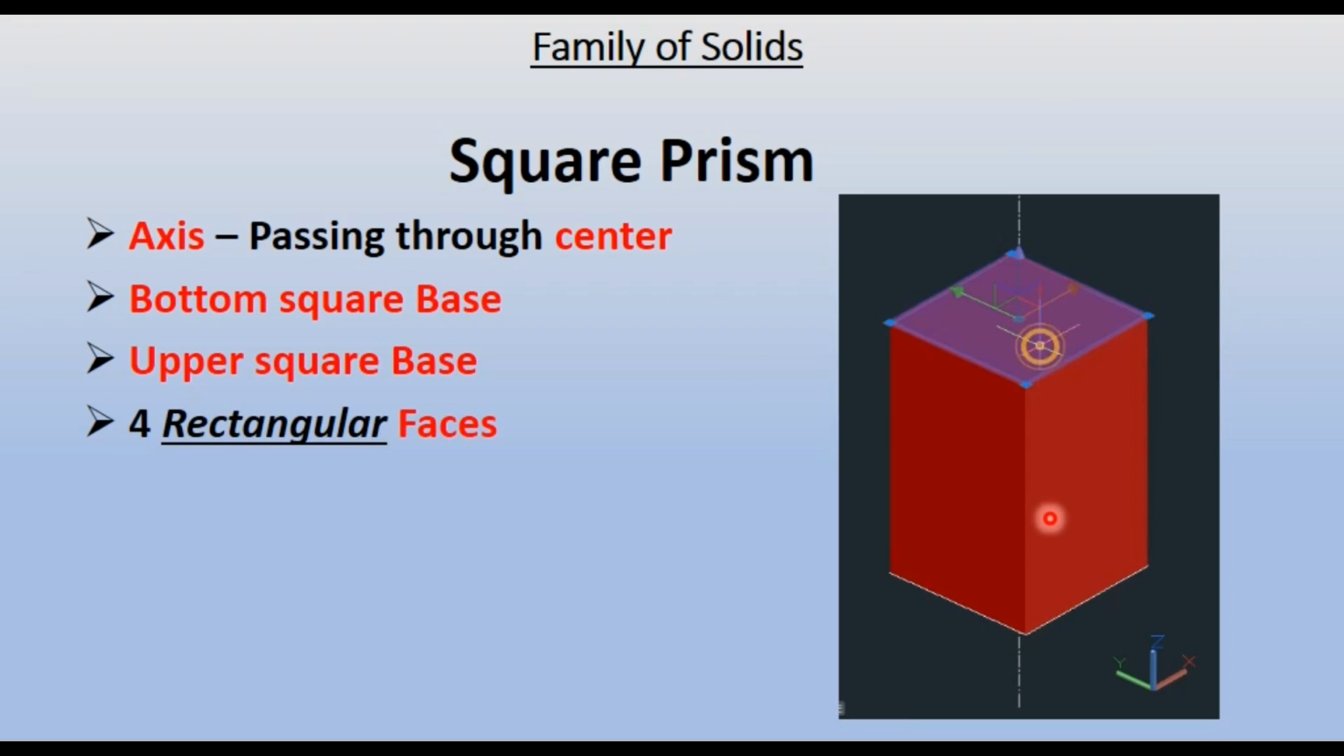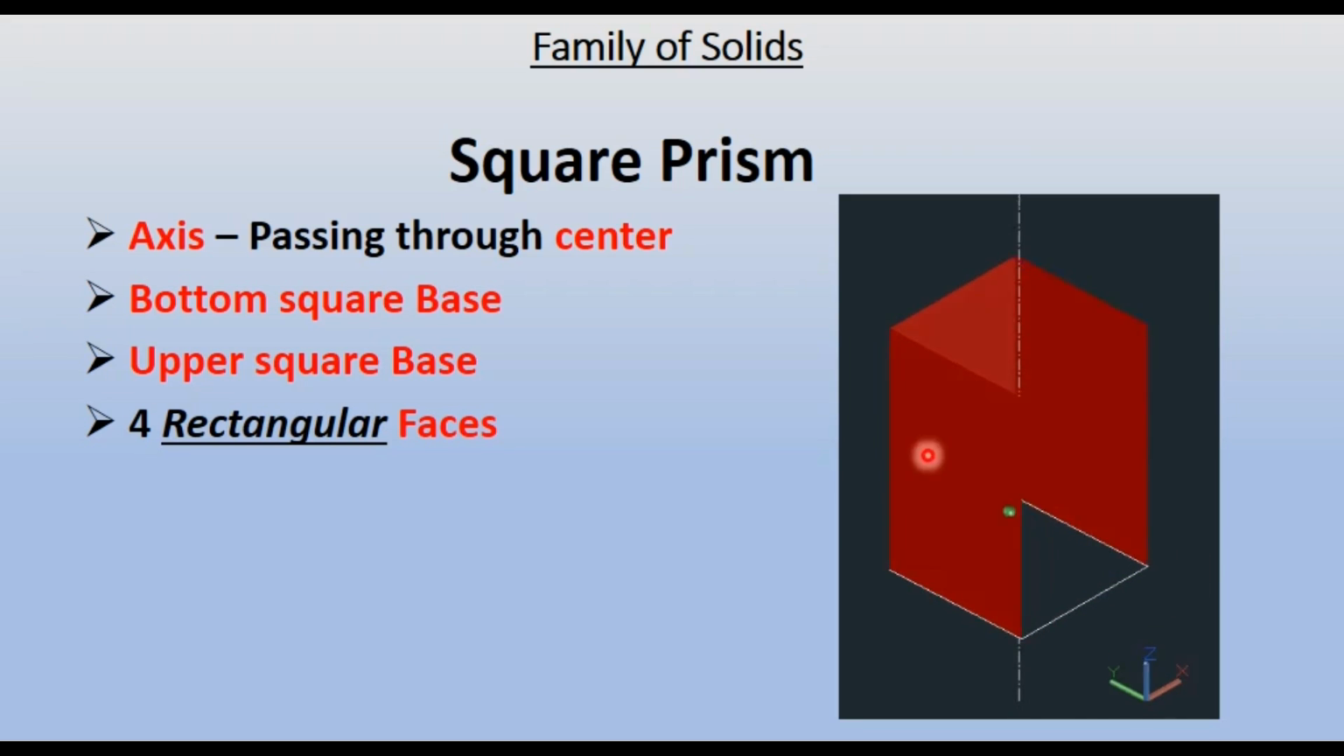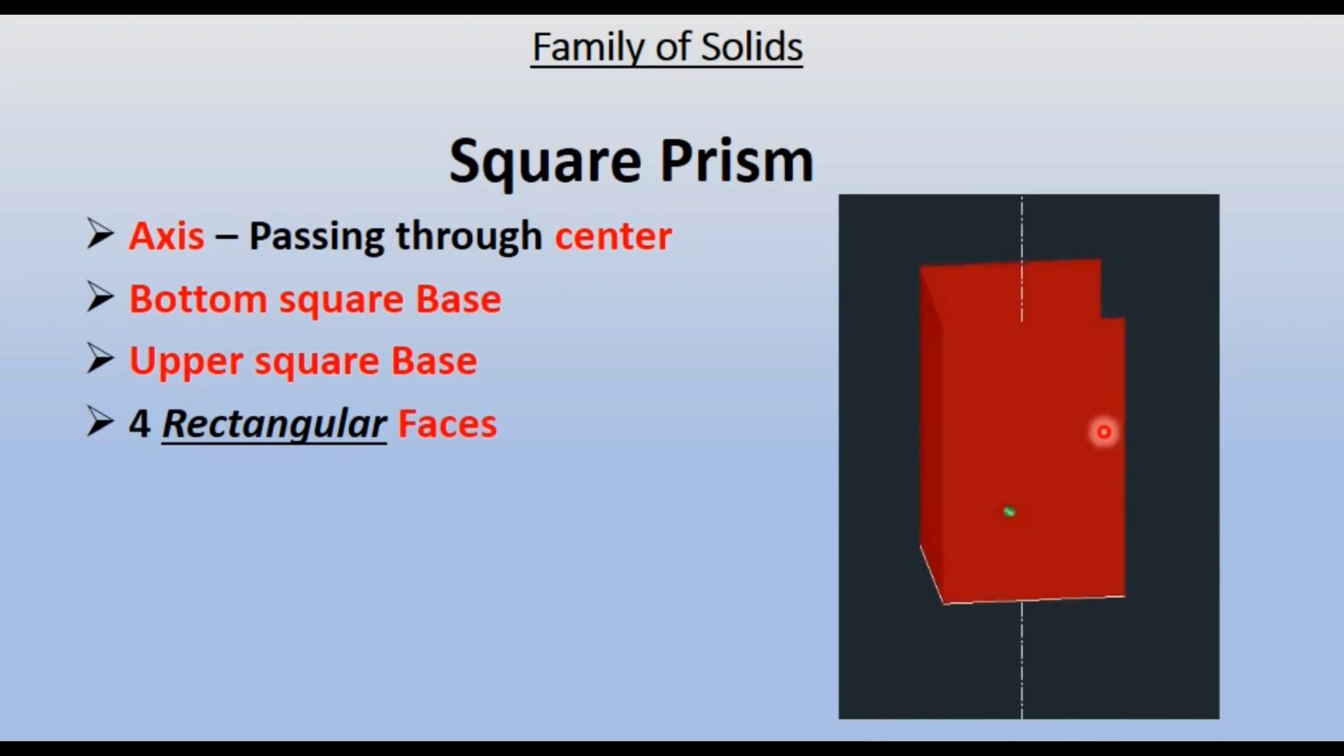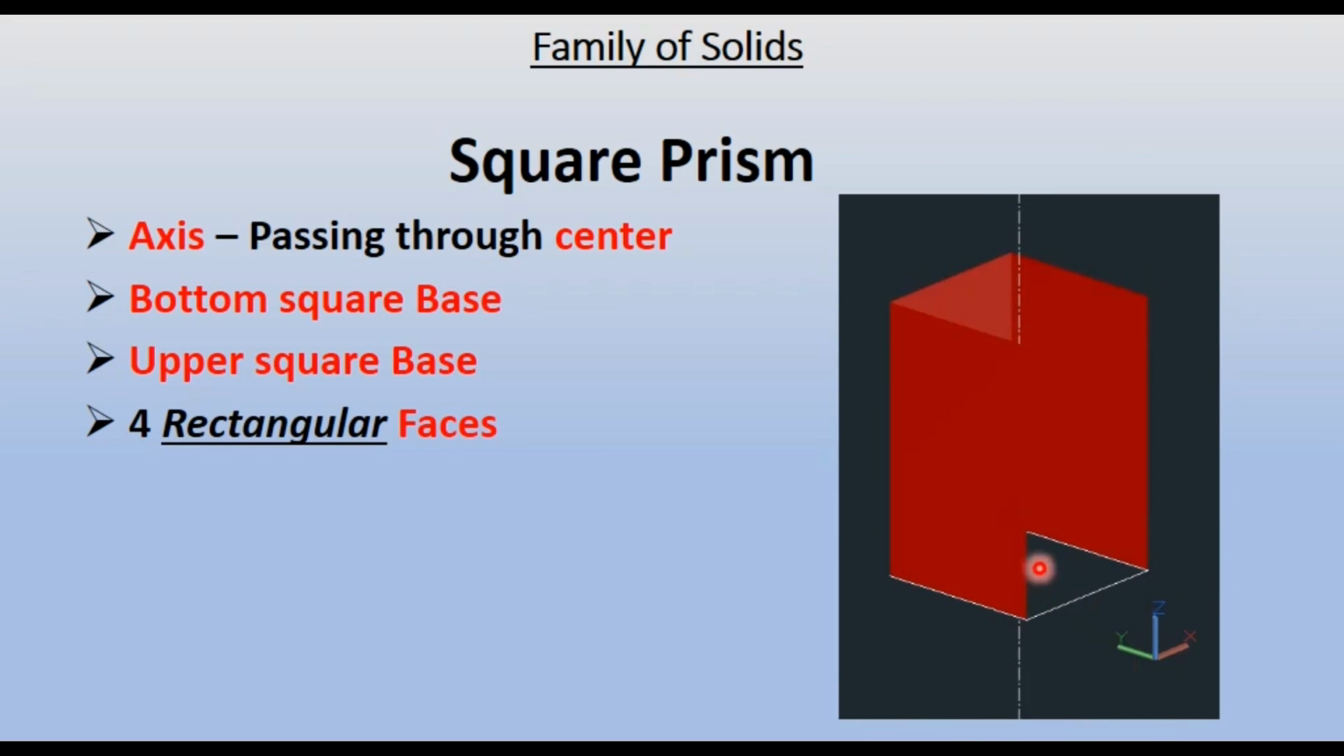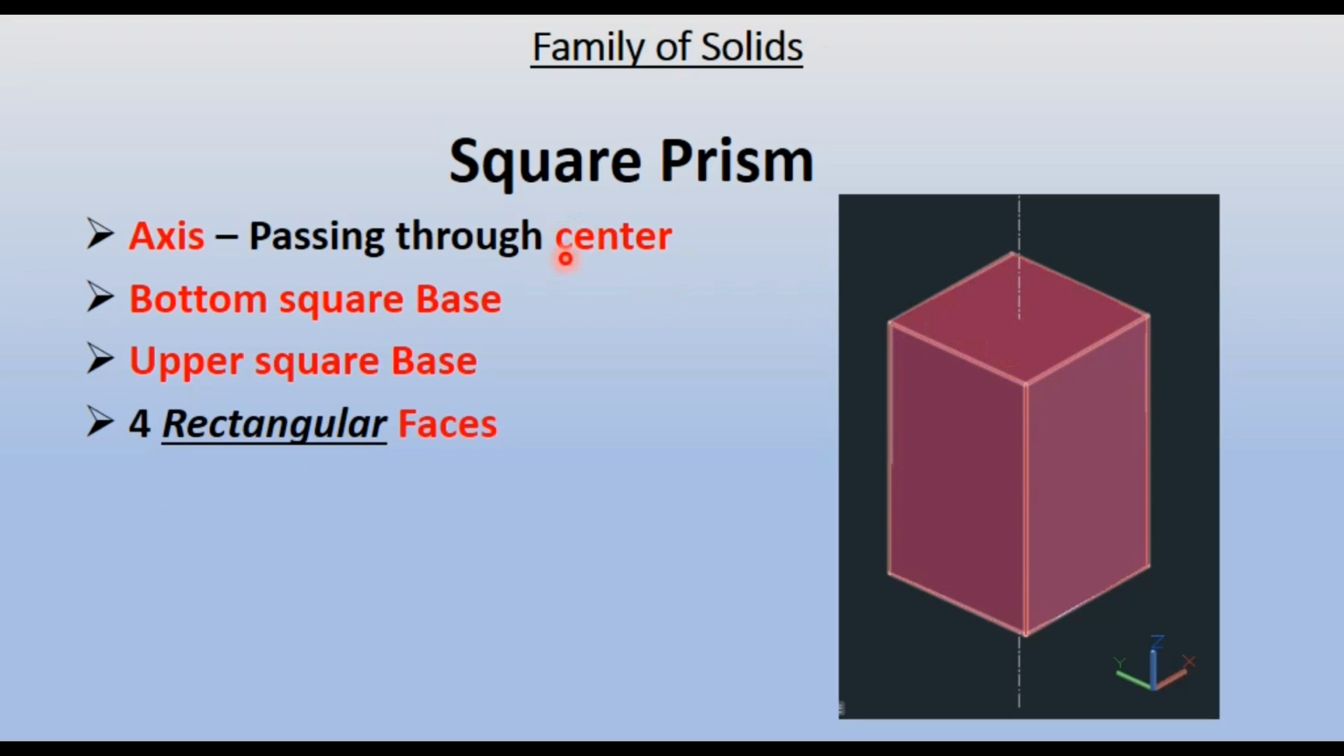Because this is a square prism, it will have four rectangular faces. Square prism will have four rectangular faces. Here you can see these are three rectangular faces. One I have deleted. You can easily observe the rectangular faces here. So these four faces combined with two bases will form the square prism, and obviously it will have four longer edges at these corners.